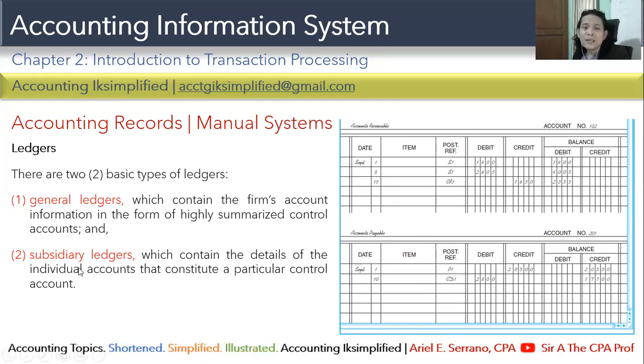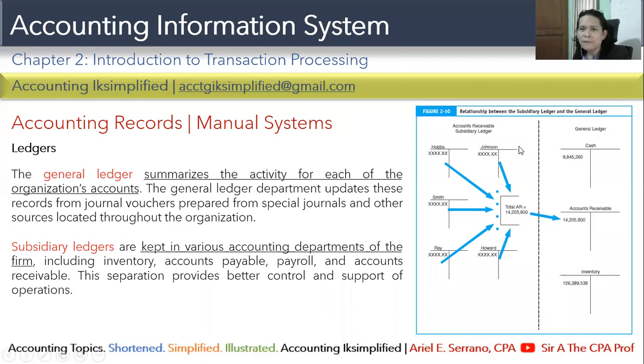Samantalang yung subsidiary ledger or the SL, ito naman yung detalye. General ledger, GL, subsidiary ledger, SL, no? It contains the details of individual accounts that constitute a particular control account. Kasi for example, we have this one, our accounts receivable. O under your general ledger, makikita mo yung iba't ibang account titles like cash, AR, and inventory.